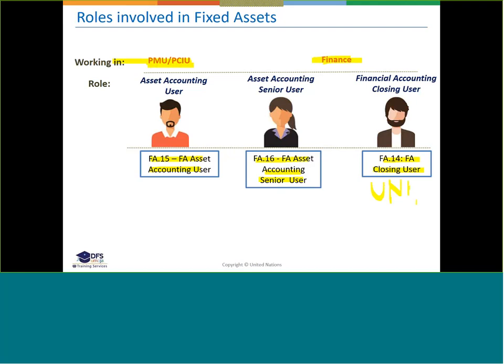I don't know if they have already transferred part of the responsibilities. So you, as a finance LP, may be in contact, or someone from your office may have the role FA16, right? Because we trained, I think, around 50 FA16 users for the missions. So probably in your mission, close to you, there is one person with the role FA16, asset accounting senior user. So what are their functions?